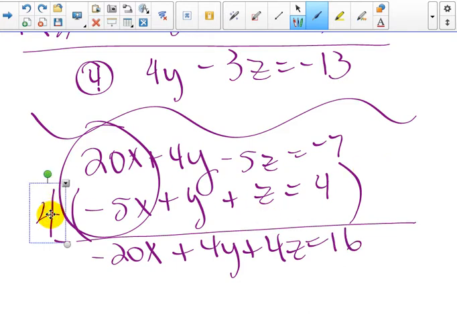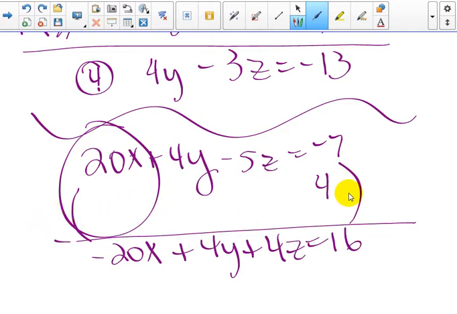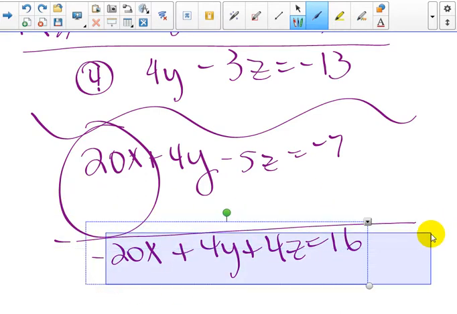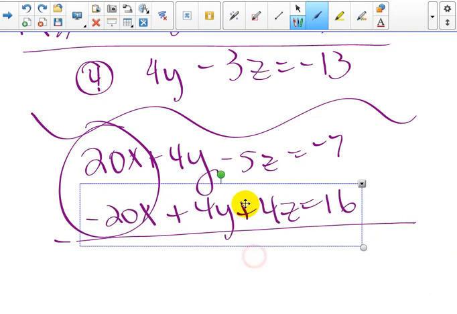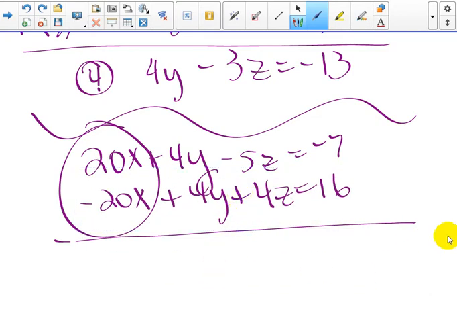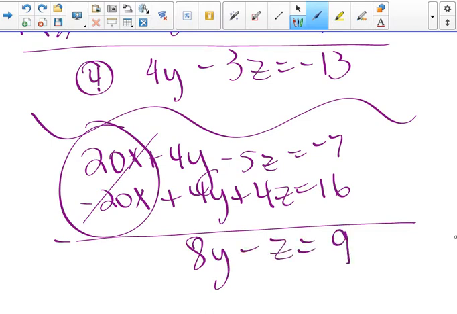Now that I've rewritten this, I can get rid of it. And now I can move this guy up here. Okay, and now when I add these, my x will eliminate. And so that's going to be an 8y minus z equal 9. So now I've got my fourth and fifth equation, and I've eliminated a variable. Now let's do it one more time.